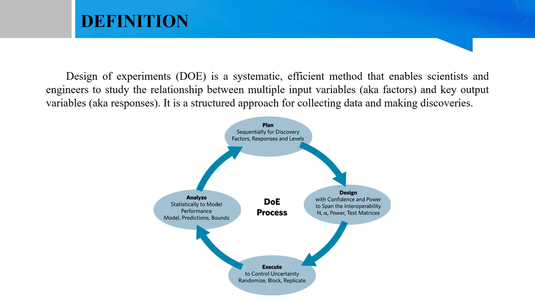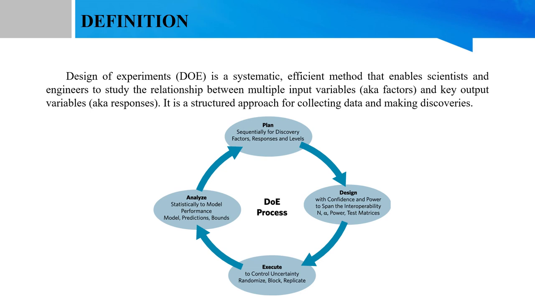First, we see the definition of design of experiment. Design of experiments is a systematic, efficient method that enables the scientist and the engineer to study the relationship between multiple input variables and output variable. The output variable is also known as response variable, and the multiple input variables are also known as the independent variables. It is a structured approach for collecting the data and making discoveries.